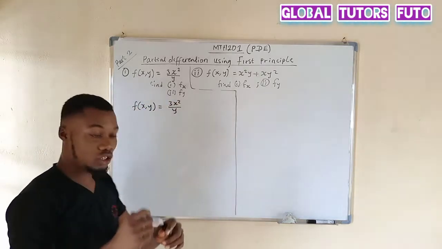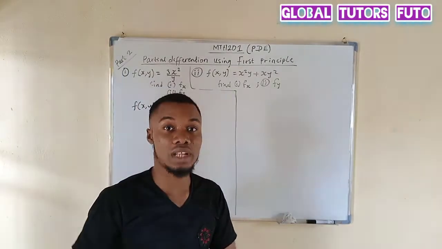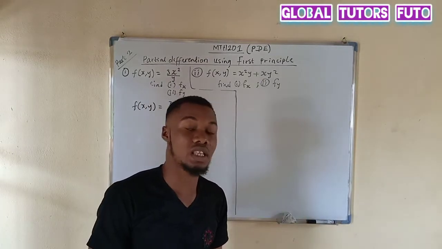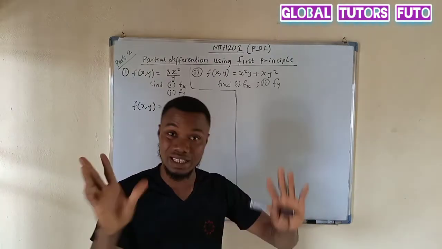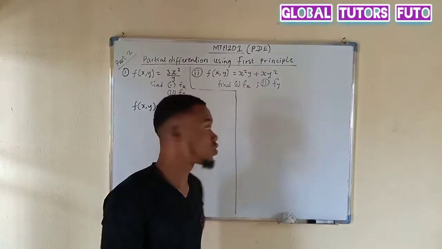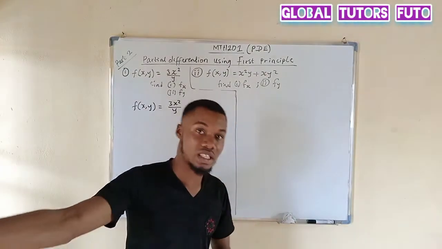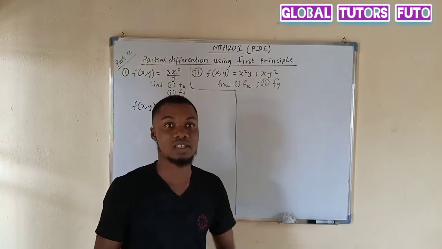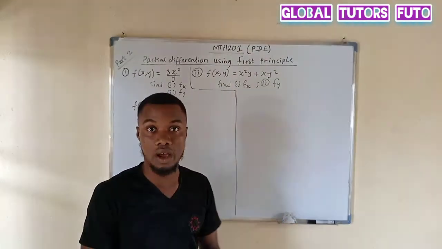Now, from my explanation in our previous class, I said that when you're differentiating with respect to x, it means that everything about y is a constant. And if you're differentiating with respect to y, it means that everything about x is a constant. So here, if we're looking for f sub x, it means that y is a constant. And if we're looking for f sub y, it means that x is a constant. So let us do it using that method, then we'll go to what we have today.